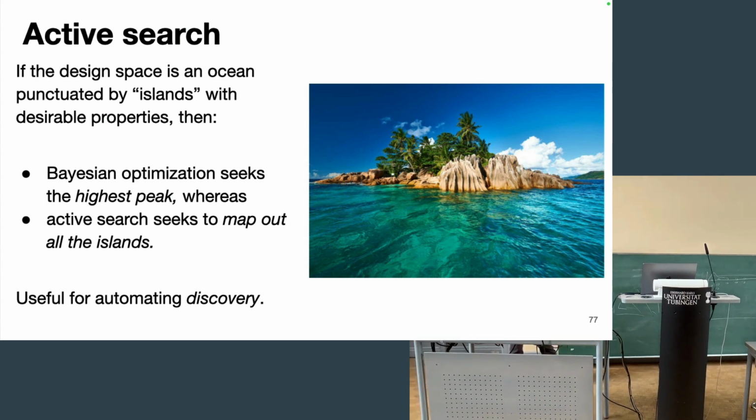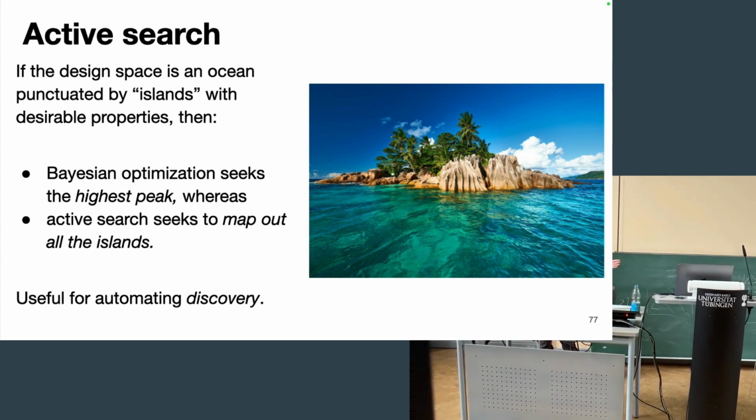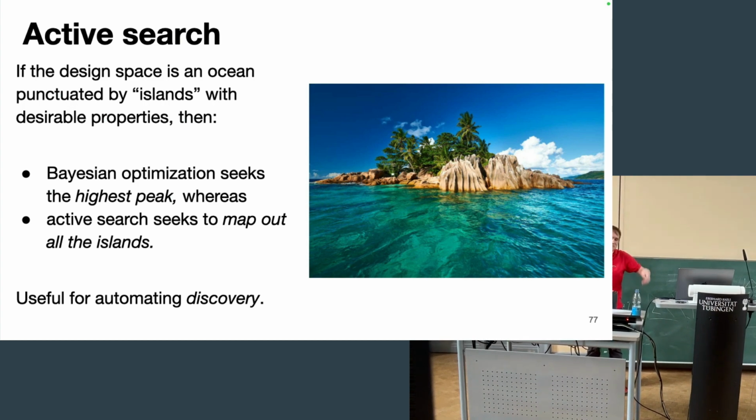And so the way to motivate this is that if you imagine that your design space is this ocean, and there's this function that is the property of interest, then we can think about the ocean as being some level set of that property of interest, and rising above the ocean are these little islands, which are regions of the design space where these configurations are exhibiting desirable properties. Then Bayesian optimization would be trying to find the point in the design space that has the highest peak, whereas active search says that anything above the water is interesting, and it wants to try to map out all the islands.